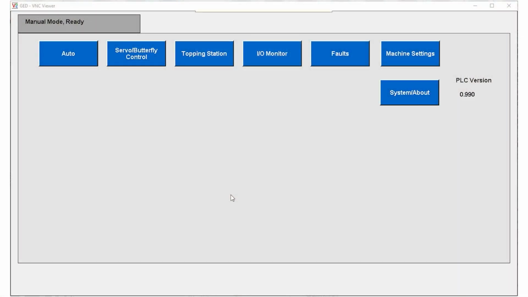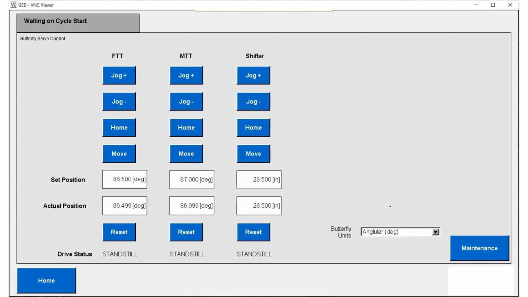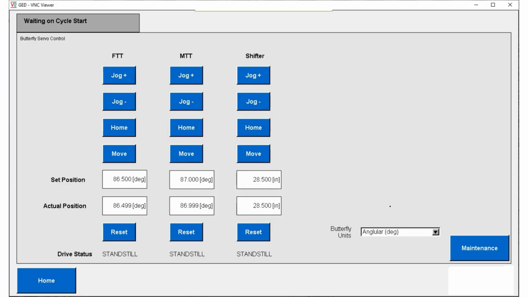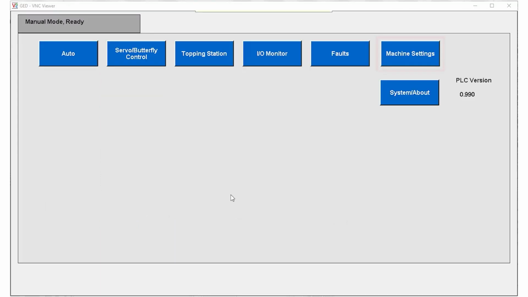You can read what the current position of the shift cylinder is by pressing the home button and navigating back to the home screen on the VNC viewer, then pressing the servo butterfly controls button. This shows the actual position of the shift cylinder. This value is read-only. For more details, see the video on our YouTube channel regarding how to set the minimum butterfly set-down position. To navigate back to the machine settings screen, press the Home button, then press the Machine Settings button.